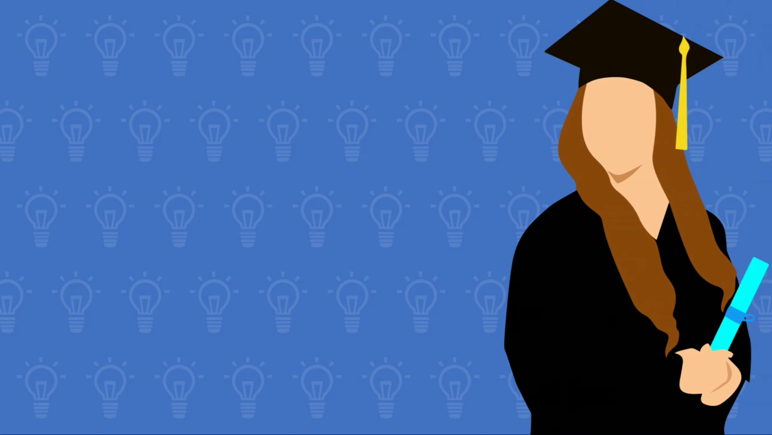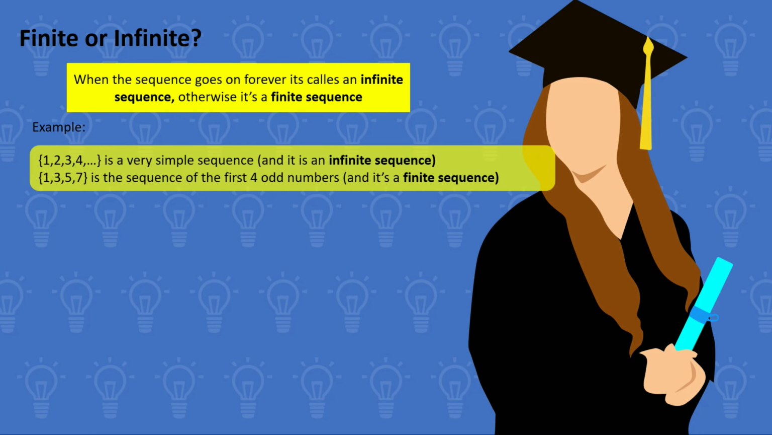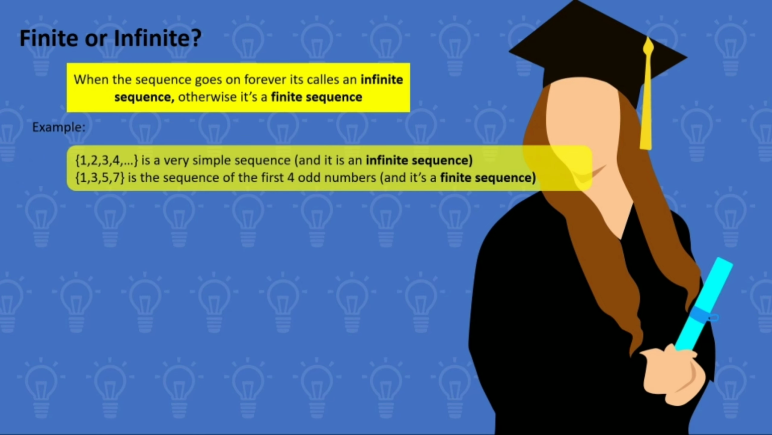How can we know whether a sequence is finite or infinite? When the sequence goes on forever, it is called an infinite sequence. Otherwise, it's a finite sequence. For example, 1, 2, 3, 4, ... is a very simple sequence and it is an infinite sequence. 1, 3, 5, 7, without the dots, is the sequence of the first 4 odd numbers, and it's a finite sequence.